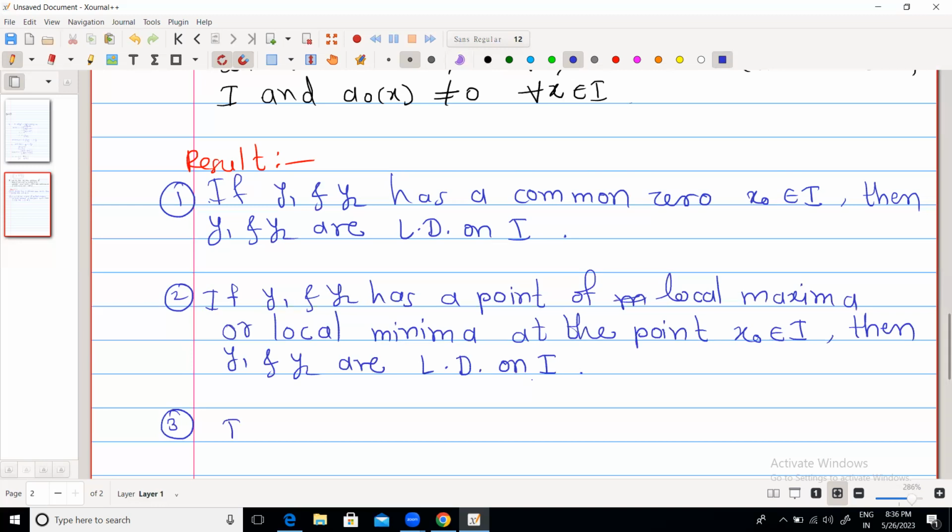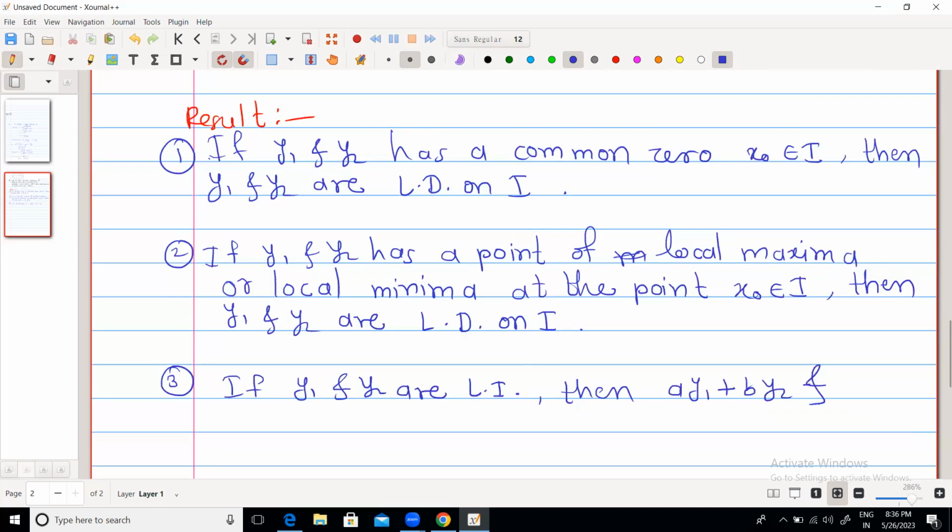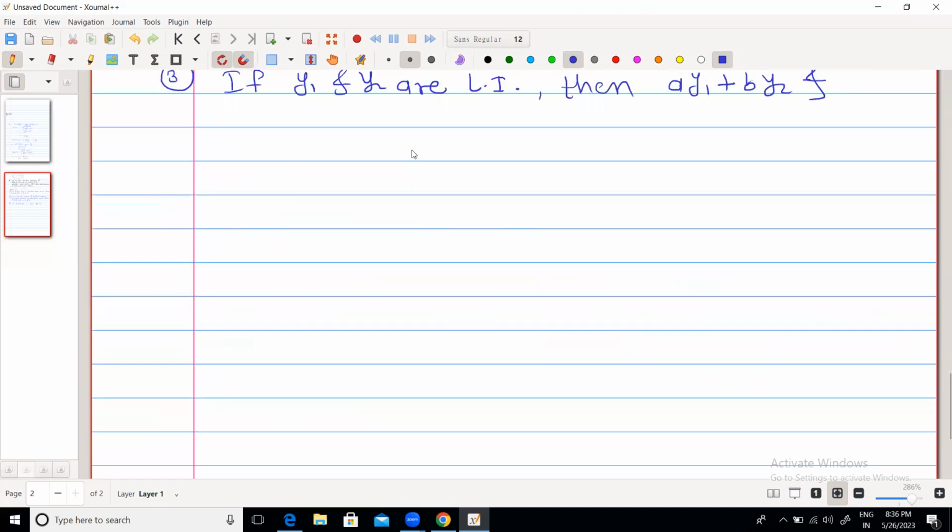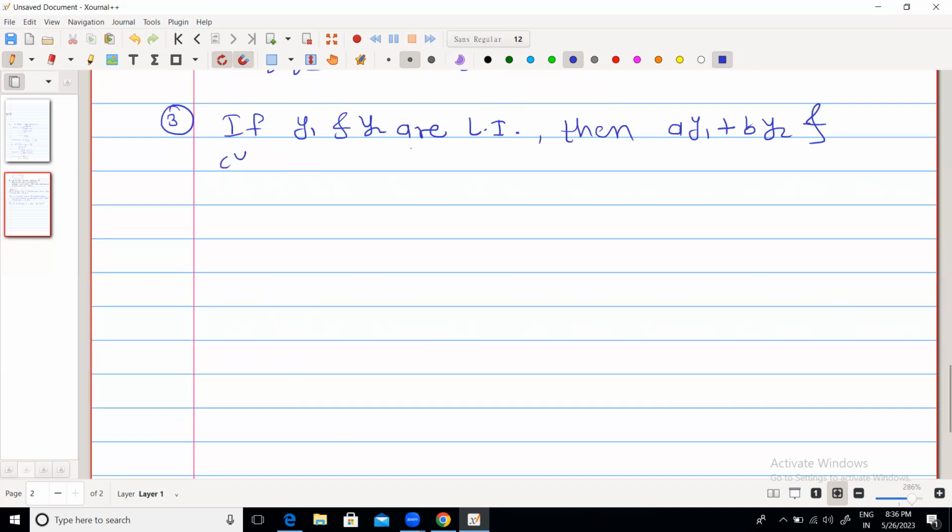Third one, if y1 and y2 are linearly independent, then ay1 plus by2 and cy1 plus dy2 are also linearly independent if AD minus BC is non-zero.